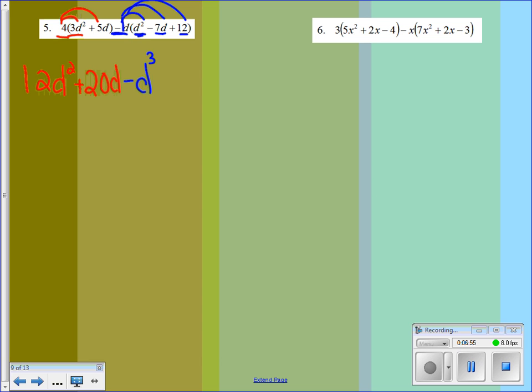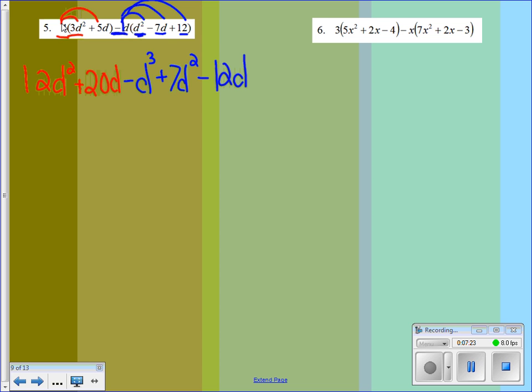So the negative 1 times negative 7 is going to give us a positive 7. And then we also have d to the first times d to the first, so 1 plus 1 is d squared. Lastly, we have negative 1d times 12. So we're going to have a negative, and it's going to be 12d. Don't ever forget those letters. Even if you're not multiplying it by anything, it still needs to be multiplied in at the end.